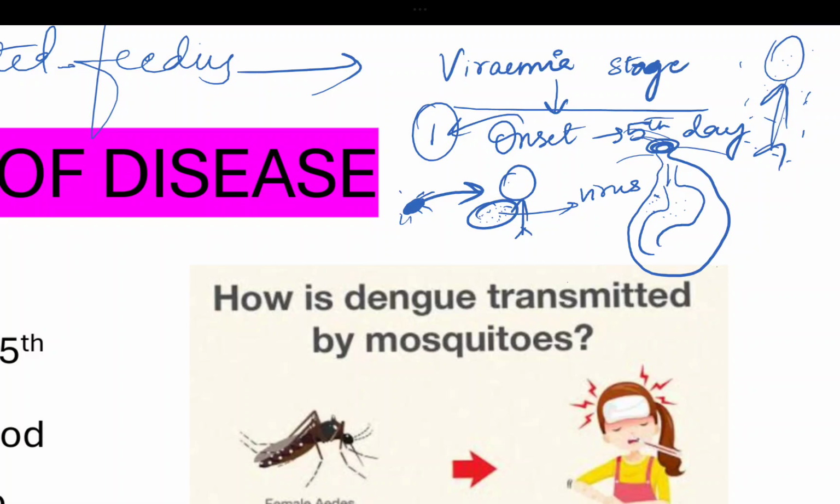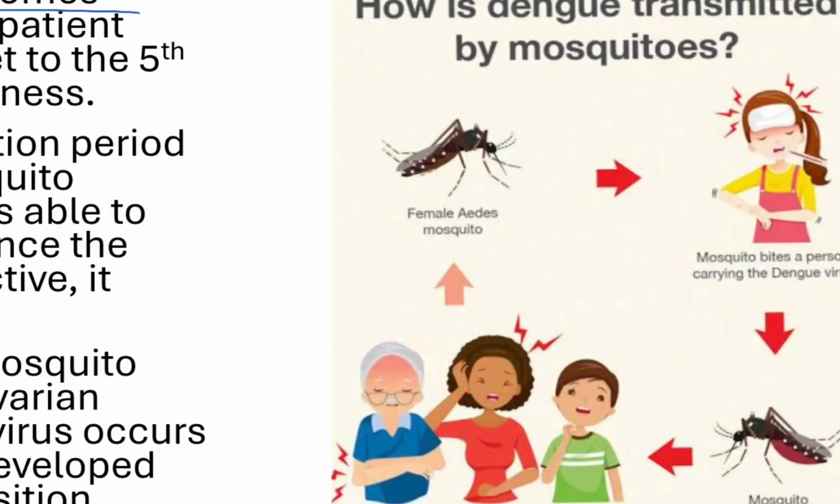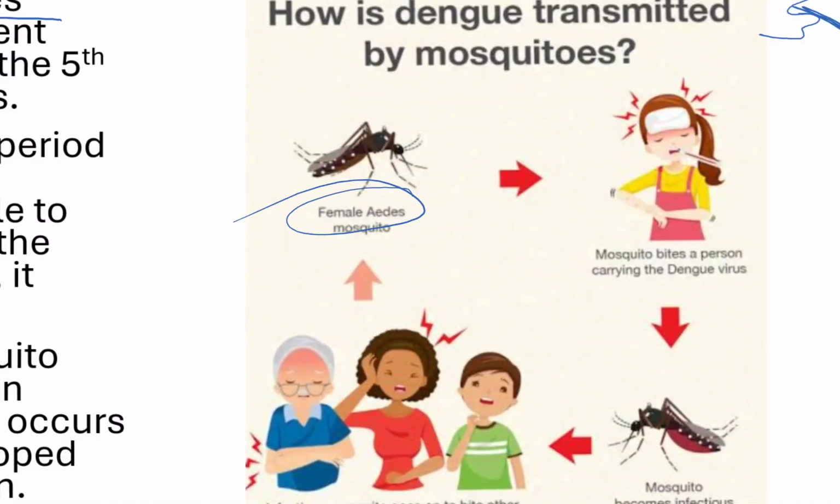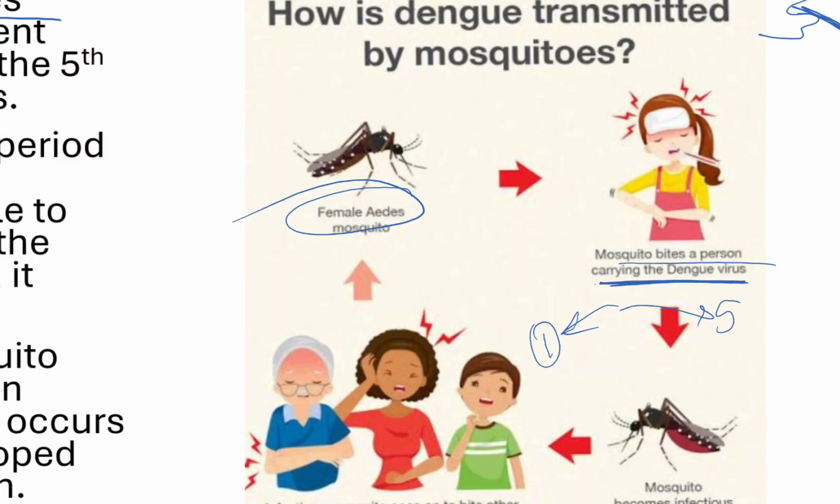In the gut, the virus will start multiplying, and from the gut it will go and enter into the mouth of the mosquito. And when the mosquito bites another person, he gets infected. Is it clear? So you can see here, how is dengue transmitted by mosquitoes? The female Aedes mosquito will bite a person who's carrying the dengue virus during the viremia stage, which starts a day before the onset to the fifth day of the illness.